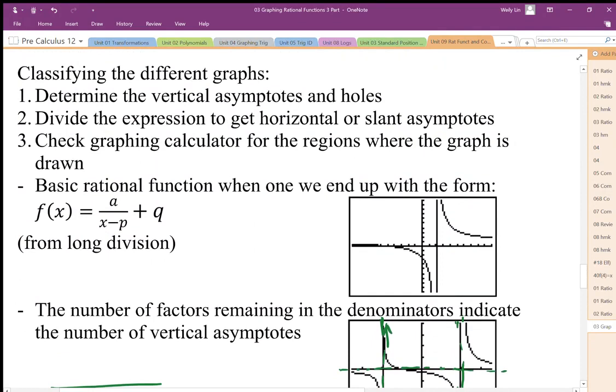So some of the steps are going to be, we're going to determine the number of vertical asymptotes and holes from our denominator. We're going to divide to get horizontal or slant asymptotes, or we can use end behavior with limits to get horizontal asymptotes. We can check on our graphing tools to see what regions we're drawing in, so it's always a good idea to check your graphs on a graphing tool once you've done the best you can with the parts that you know.